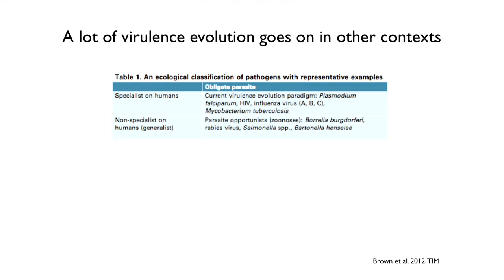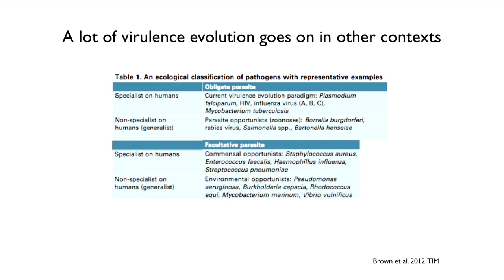Again, we have some facultative parasites that can be on humans or not, but some specialize on humans. We have some commensal opportunists. Those are things like Staph aureus, for example, that live in our bodies all the time, but then only break out when they move between tissues within our bodies. And then there are non-specialists. There are environmental opportunists, such as Pseudomonas aeruginosa, or Burkholderia, or Mycobacterium marinum, or Vibrio vulnificus. Those are things out there in the environment.